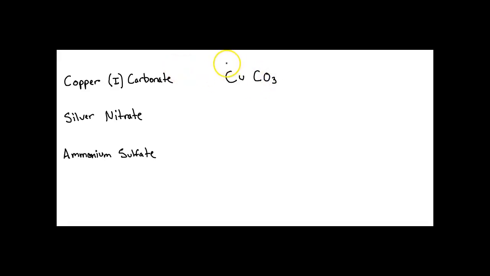Now copper, it tells us in the name, has a +1 charge, but if we look at our polyatomic ion chart for carbonate, we know that we have a -2 overall charge here. So if we want to balance this, we set it equal to 0. We want this side to equal +2 so it can balance out our -2 on this side. And we know that we need 2 coppers to balance out our 1 carbonate. So that means when we write it out, we have Cu2CO3.